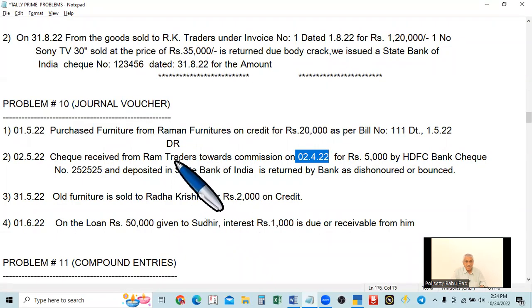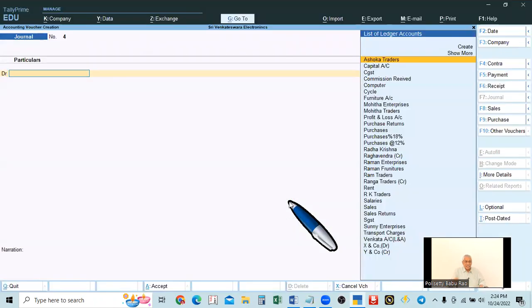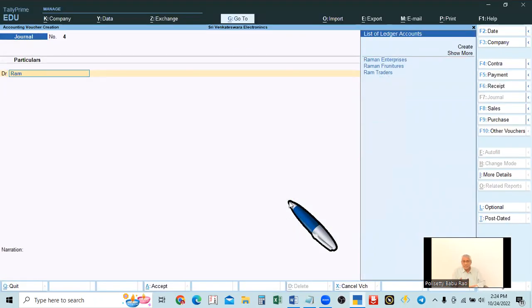So on 2nd May, we typed the date, and what is to be debited? Ram Traders account will be debited. Here, Ram Traders account is there because I created that for the Telugu video. But generally, this account will not be there, because when you receive the commission, the commission account will be credited and the bank account will be debited. So the personal account is immaterial. We are not recording the personal account. That is why that name will not be there.